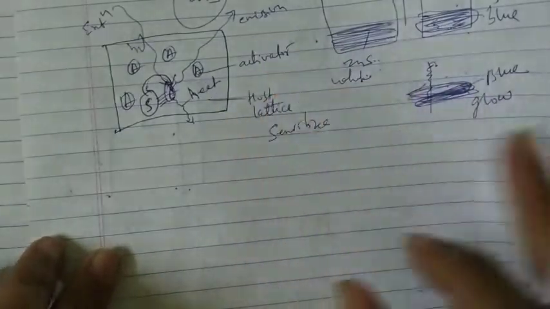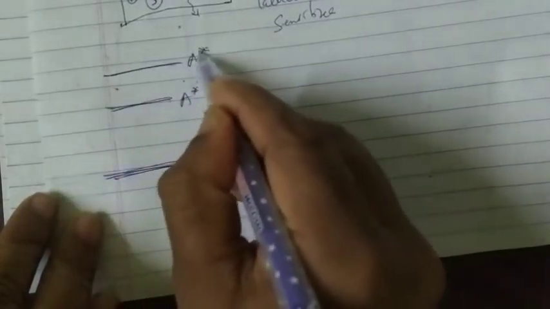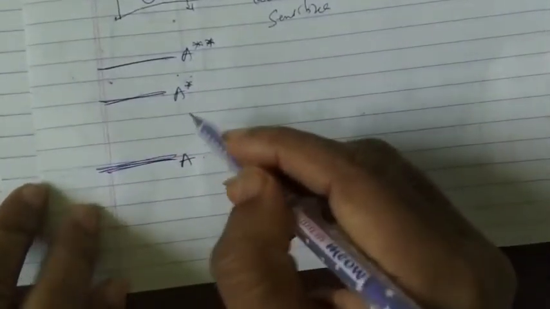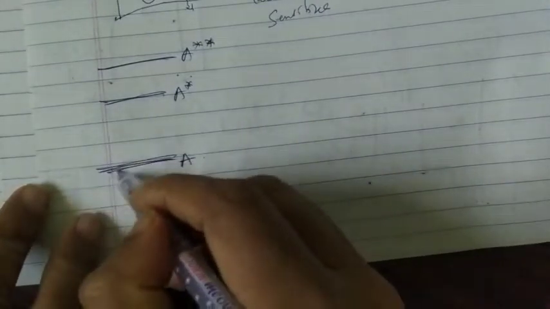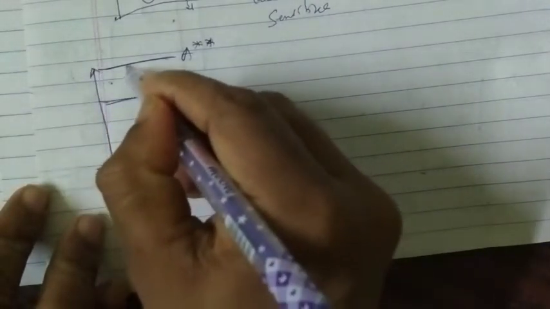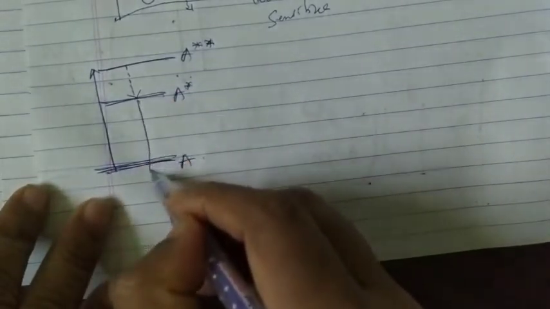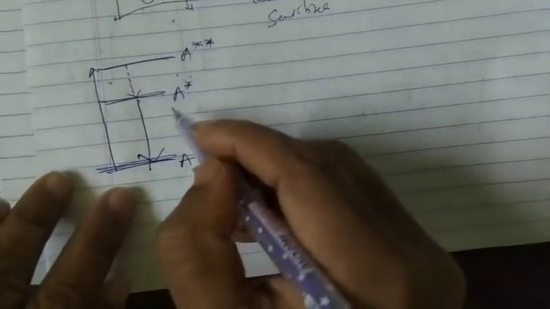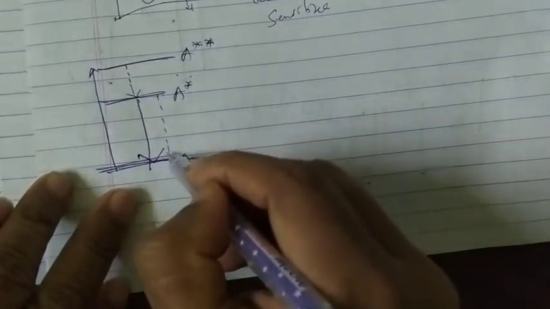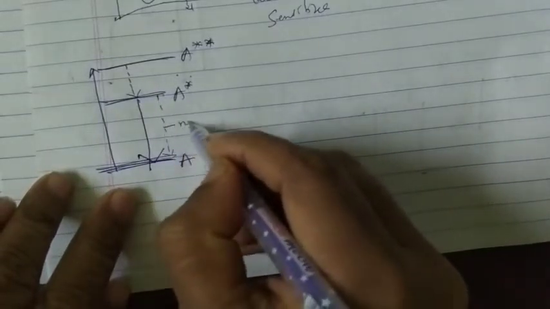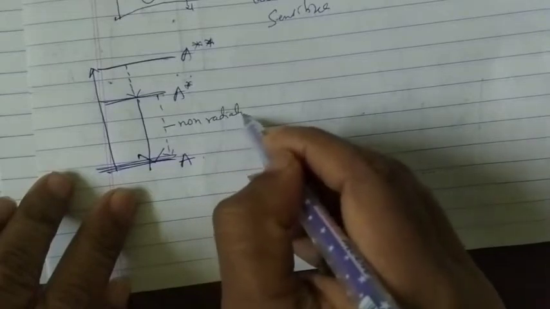If you take the activator A, this is the excited activator, this is the ground level, and this is the excited level. It goes up here, then relaxes for some time, and then comes down like this. This part is the non-radiative transition.